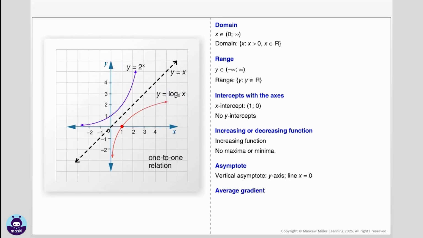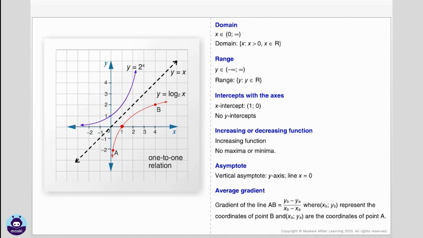Average gradient. The average gradient between any 2 points, A and B, on the curve is the gradient of the straight line passing through these points.